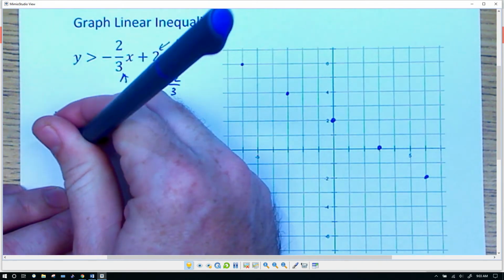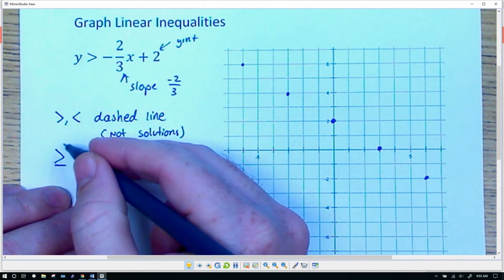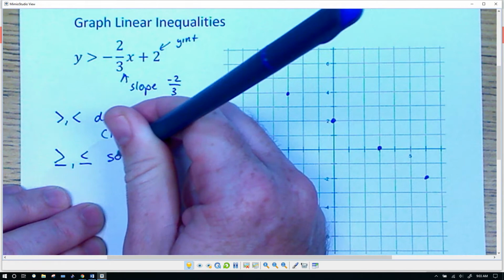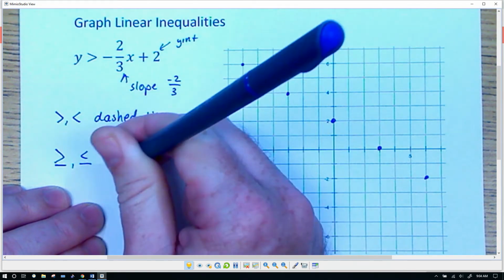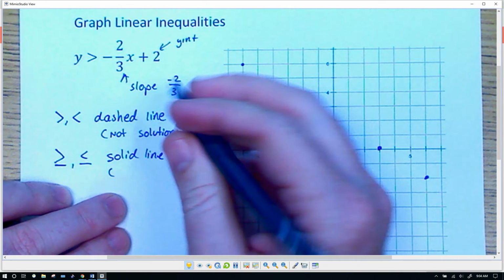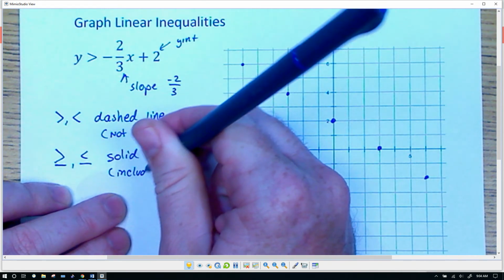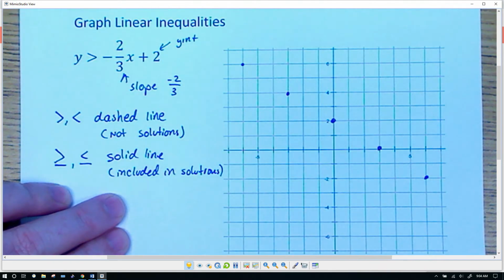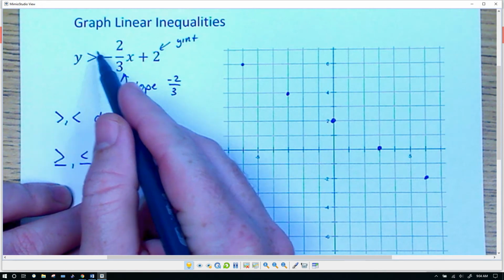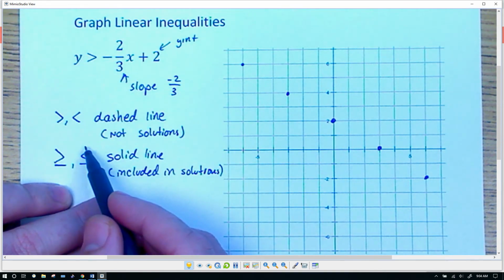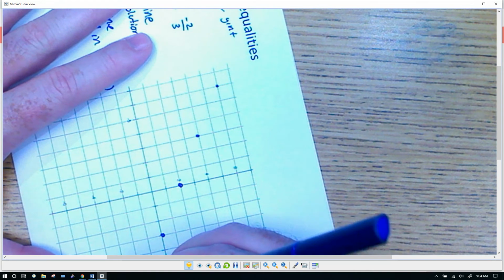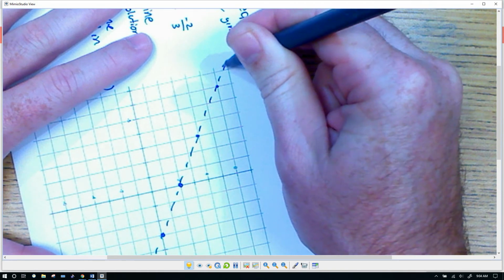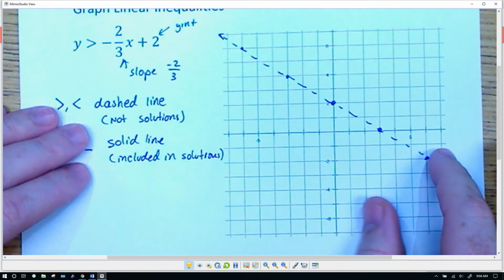Okay, if you have an inequality that has the little line underneath, meaning it's equal, that's when you're going to have a solid line. And that means these are solutions, so these are included in the solutions. For us, it says greater than, so we're going to have a dashed line. So I'm going to connect these with the dashed line. Again, no ruler, because you know I come prepared. So there is my line.